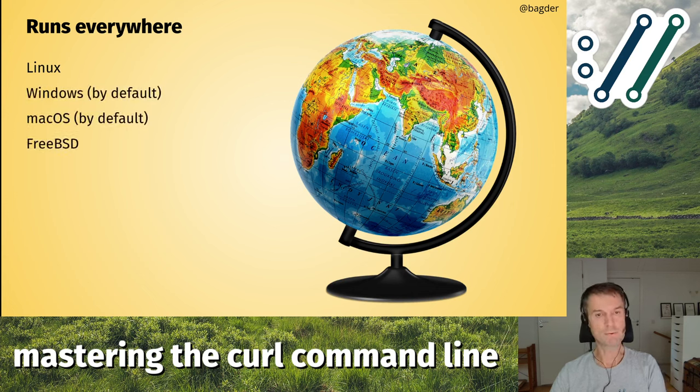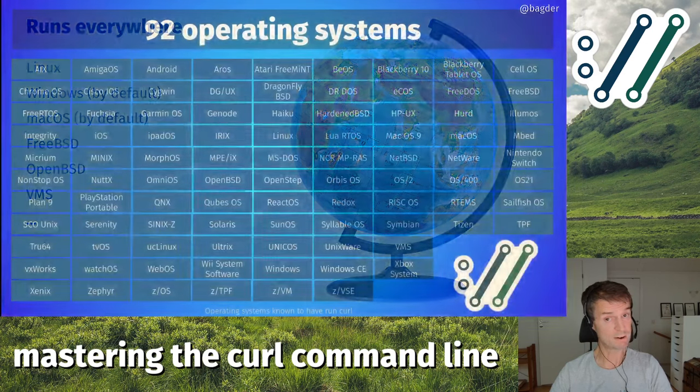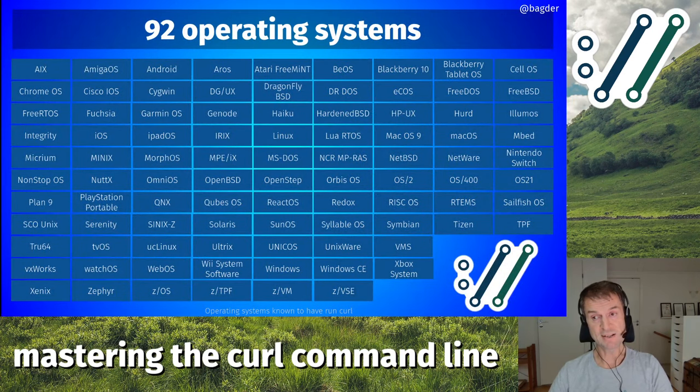You can run it on all those fun BSDs, older legacy systems, VMS. You can run it on anything. I actually have this collection of operating systems where people have mentioned that they use curl on or ever ran curl on. And it's this amazing set of 92 different operating systems. Many of them, you know, we never knew existed as an operating system, but it's an amazing number of them.